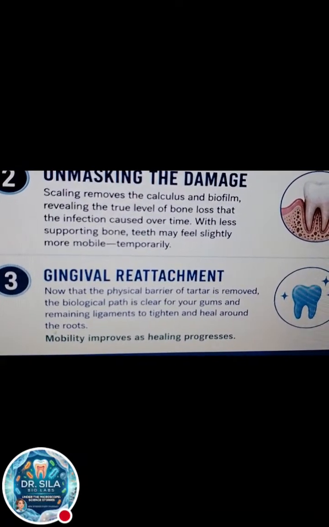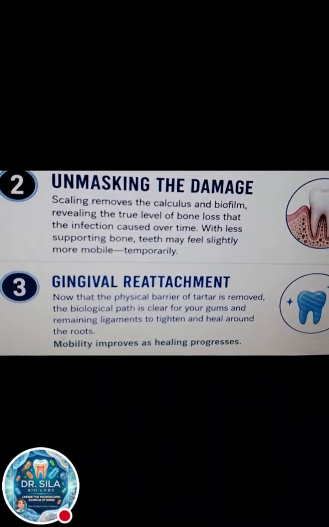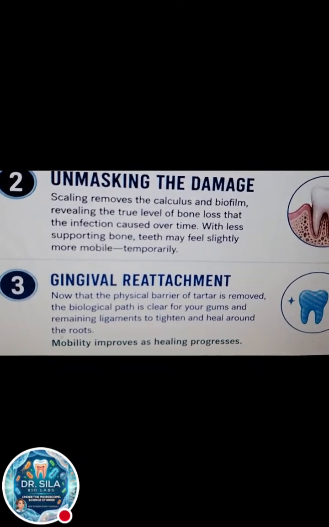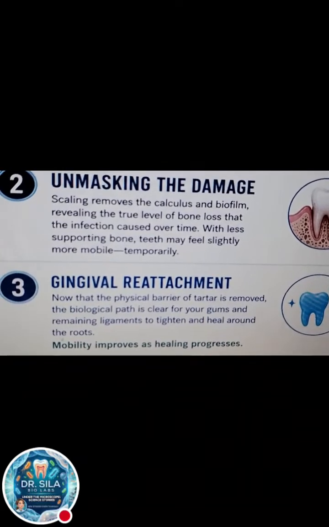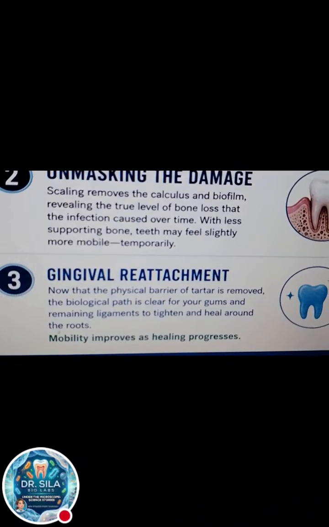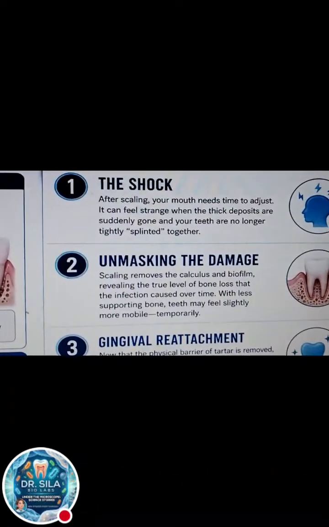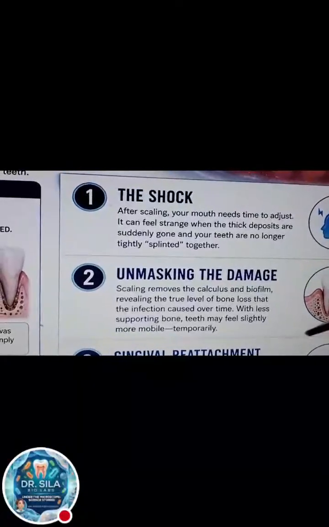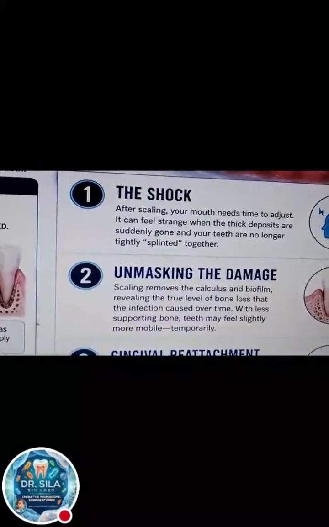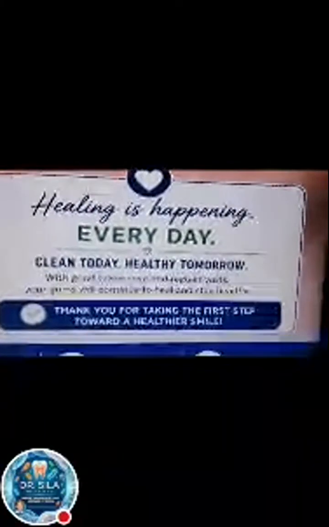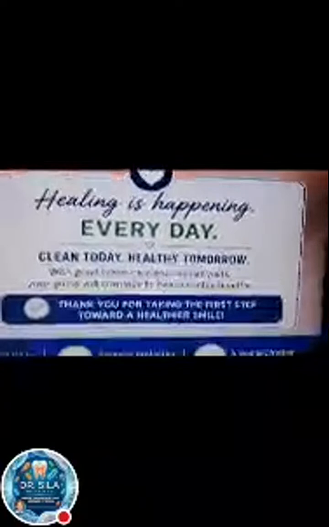Now that the physical barrier of tartar is removed, the biological path is clear for your gums and remaining ligaments to tighten and heal around the tooth. Mobility improves as healing progresses. With good home care and regular maintenance, your gum line stabilizes.